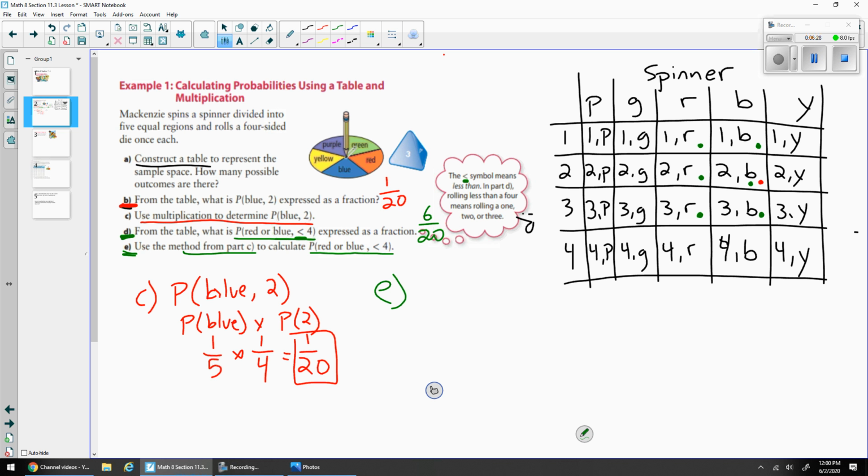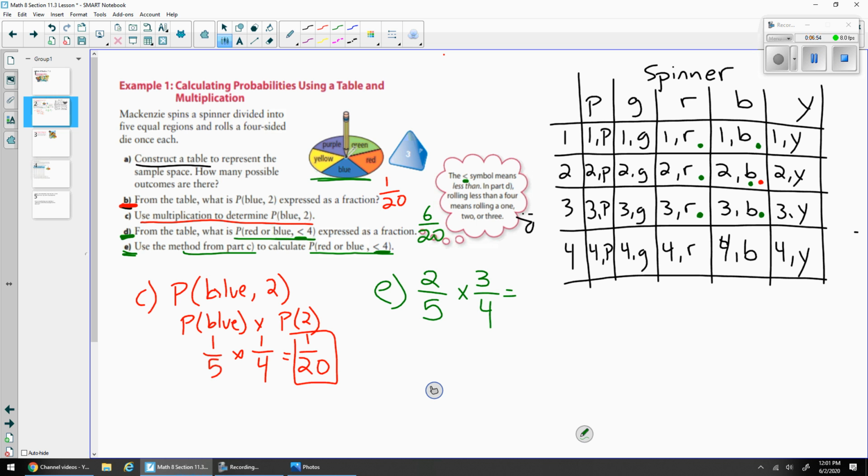What's the probability of getting red or blue from our spinner? Well, red and blue is 2 outcomes out of the 5 outcomes that would be favorable. And a number less than 4 on our die would mean numbers 1, 2, and 3, which would be 3 outcomes out of the 4 outcomes. Okay, 2 over 5 times 3 over 4.